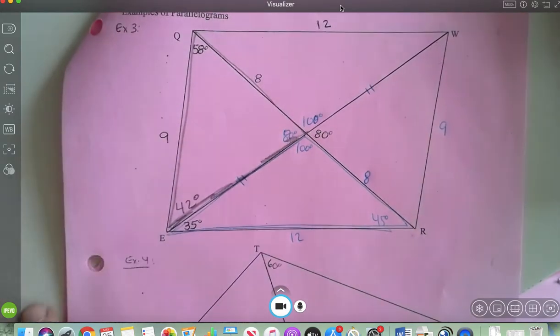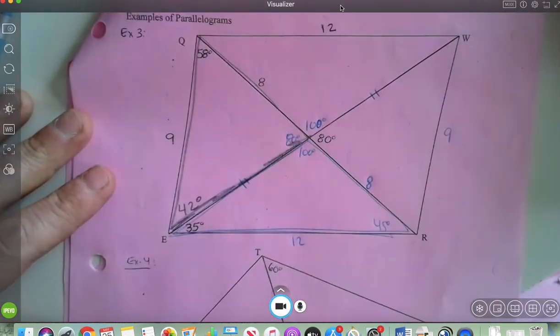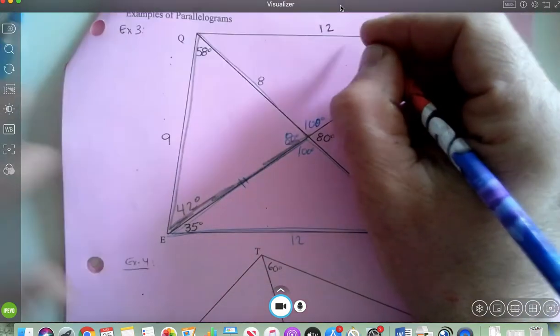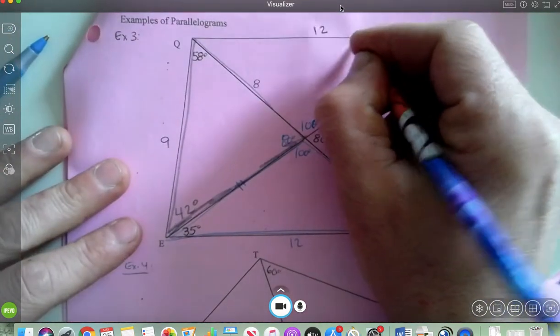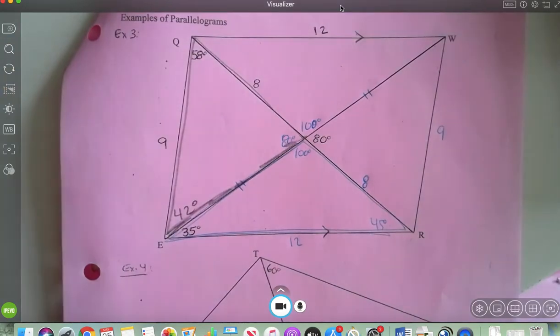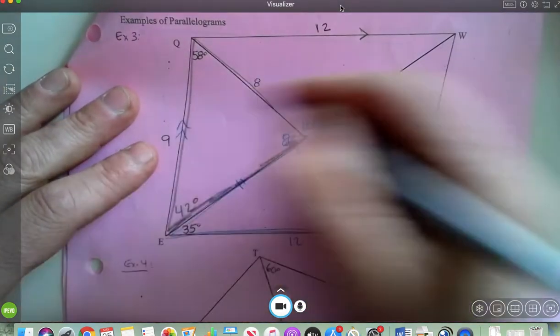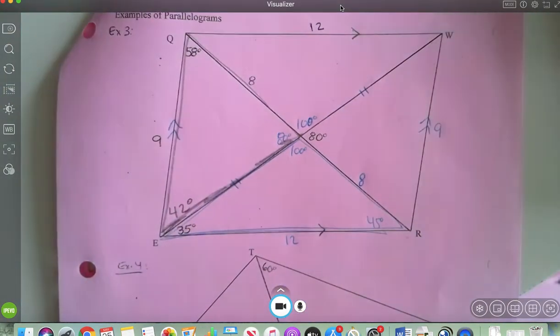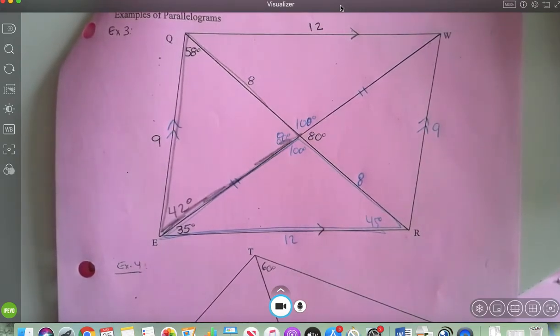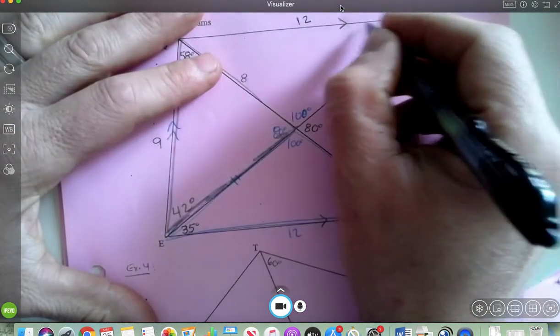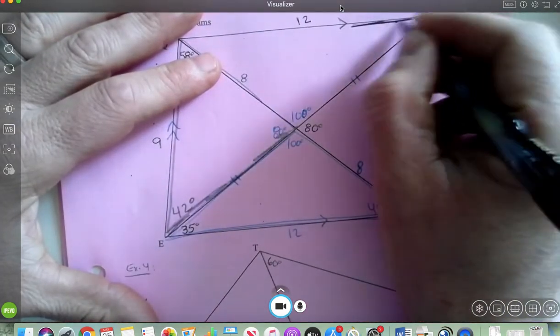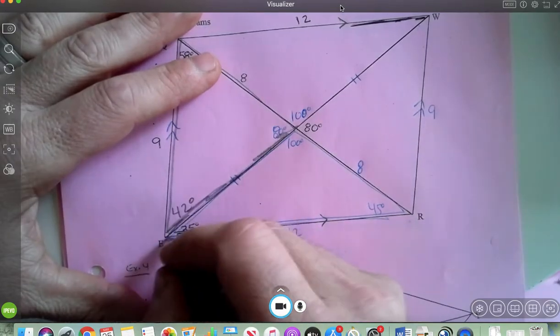Well, I want to remind you, we didn't use the opposite sides of parallel, so let me go mark that on here. This is parallel to this, and this is parallel to this. And what that's going to allow me to do is create that Z that we've been using so much throughout the year to help us. Remember that when you have parallel lines, here's the transversal that goes between them.